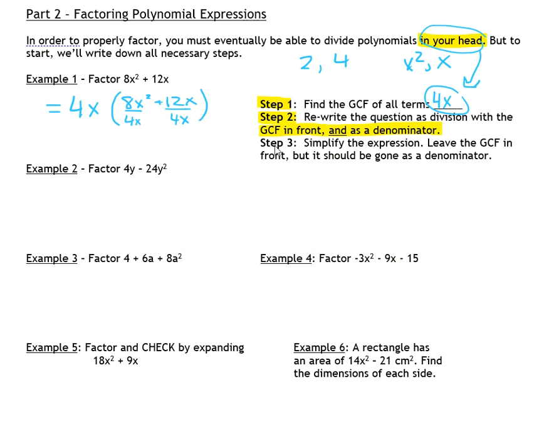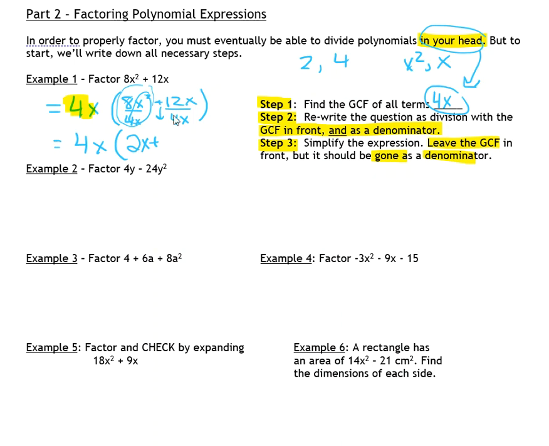Now what do we do with that? Step 3, we simplify the expression. We leave the greatest common factor in front. This is the greatest common factor. We're going to leave it in the front, but it should be gone as a denominator. So the 4x is going to stay here. Now I'm going to actually divide. What is 8x squared divided by 4x? It should work evenly if we found the correct greatest common factor. 8 divided by 4 is 2. x squared divided by x, we subtract the exponents. x squared divided by x is just x. Then we have this plus sign.